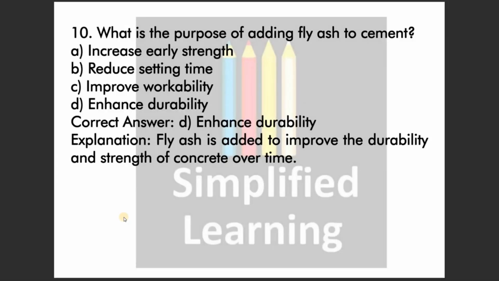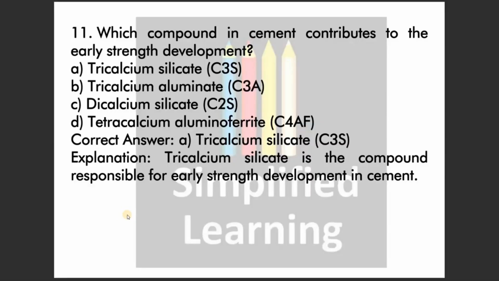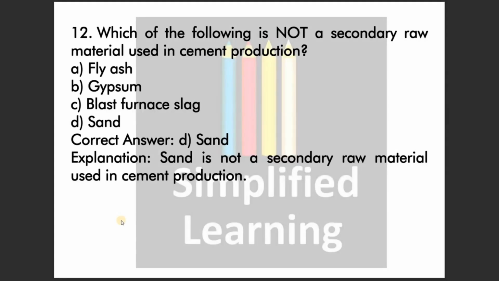Then what is the purpose of adding fly ash to cement? The correct answer here is, it enhances the durability of concrete over time. This is the reason for adding fly ash. Then which compound in cement contributes to the early strength development? The answer is tricalcium silicate, that is C3S. Then which of the following is not a secondary raw material used in cement production? The answer is sand.